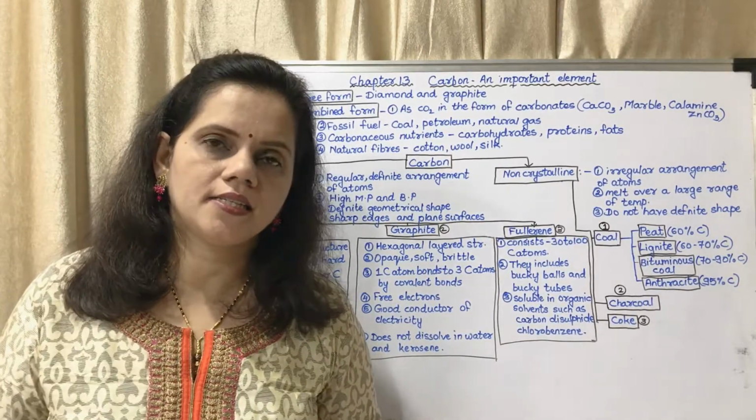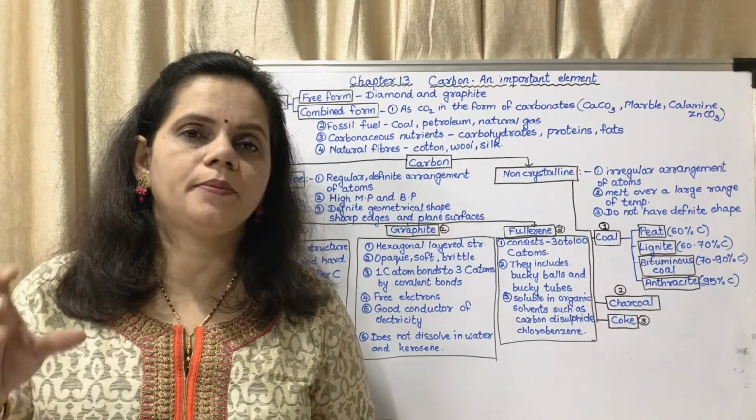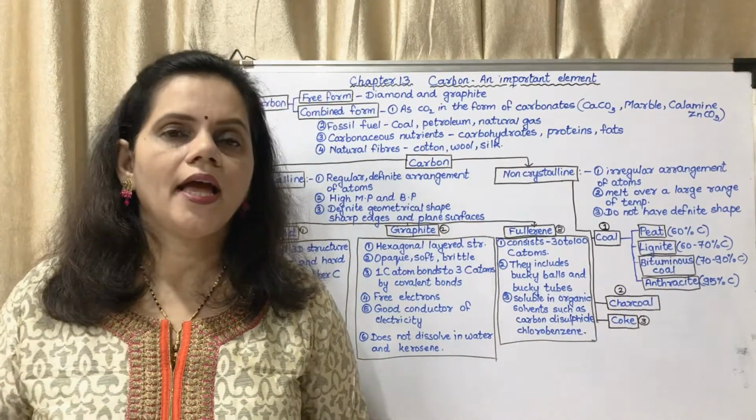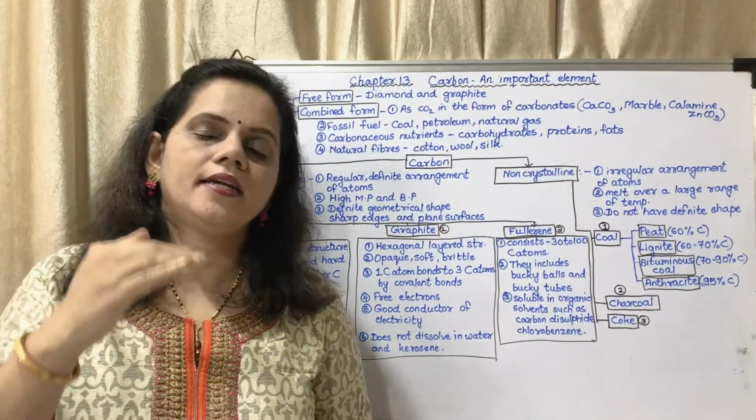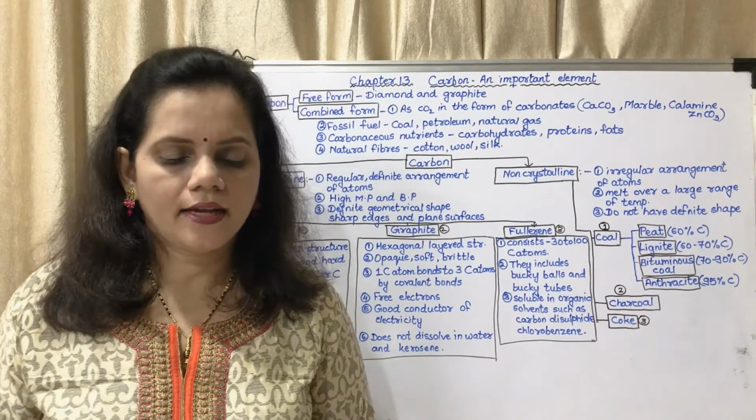Now while writing the answer, it is very important for you to write the percentage of carbon in it, and you have to write order wise. That means the first will be peat, then lignite, then bituminous coal, and then anthracite.